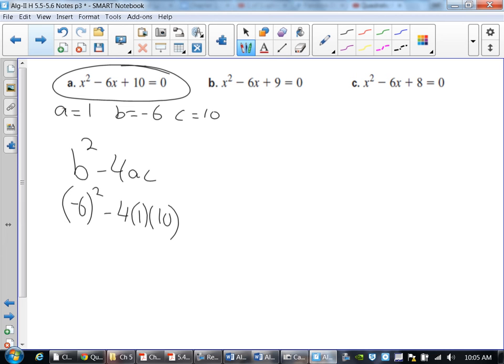What's negative 6 squared? 36. What's 4 times 10? 40. So you have 36 minus 40, you get negative 4. So you'll have 2 imaginary solutions.